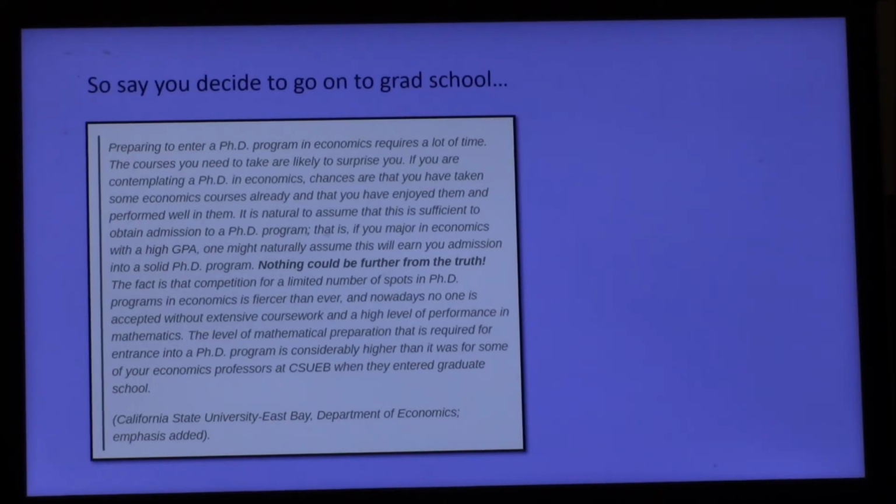It is natural to assume that this is sufficient to obtain admission to a PhD program. That is, if you major in economics with a high GPA, one might naturally assume that this will earn you admission into a solid PhD program. Nothing could be further from the truth. They didn't say, you might need a bit more than that, or, yeah, it depends on your focus. Nothing could be further from the truth. And what they're going to say is that the high level of mathematics that they require in grad programs is such that being a really good undergrad econ major is not helpful. I'm sorry, I shouldn't say that. It is far from a guarantee.